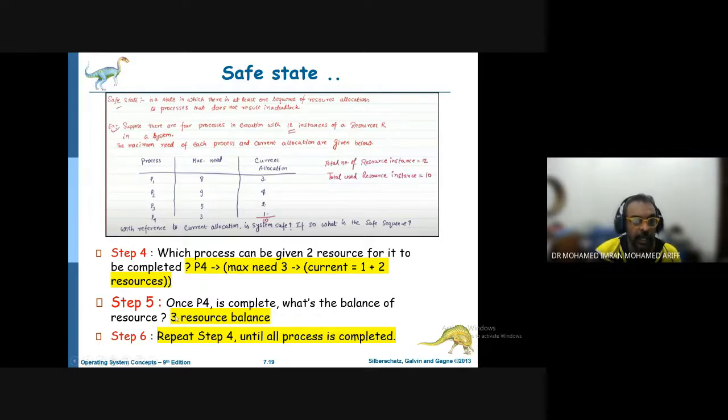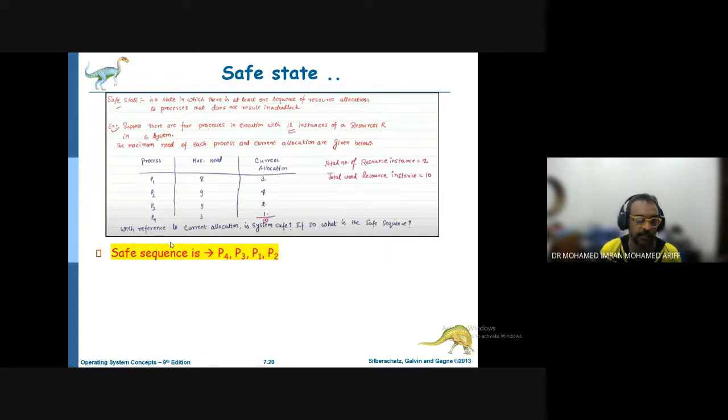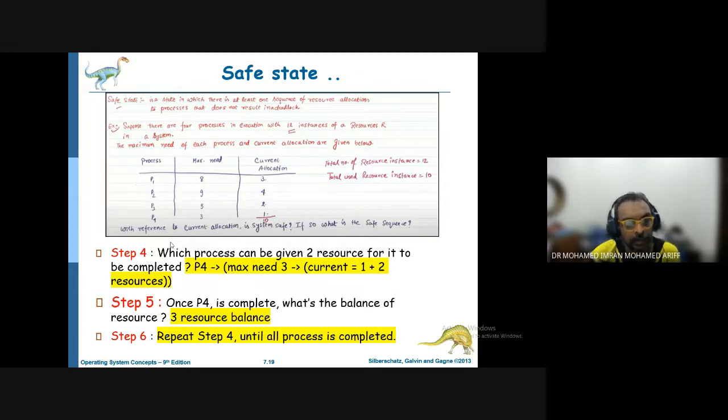And next we will continue with step 4, 5, and 6. Okay, all right. Can you try to do step 4, 5, 6 again? And what is the sequence? So now we have completed process 4. The next process is what? Can anyone answer me? Once we have completed process 4, what is the next process?